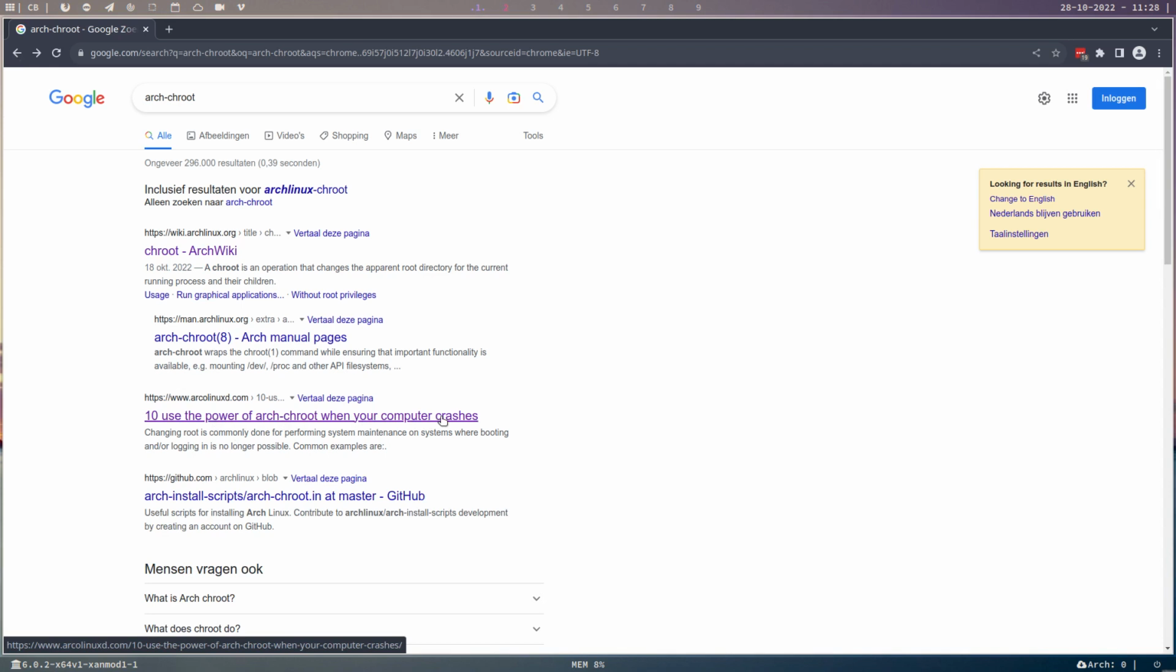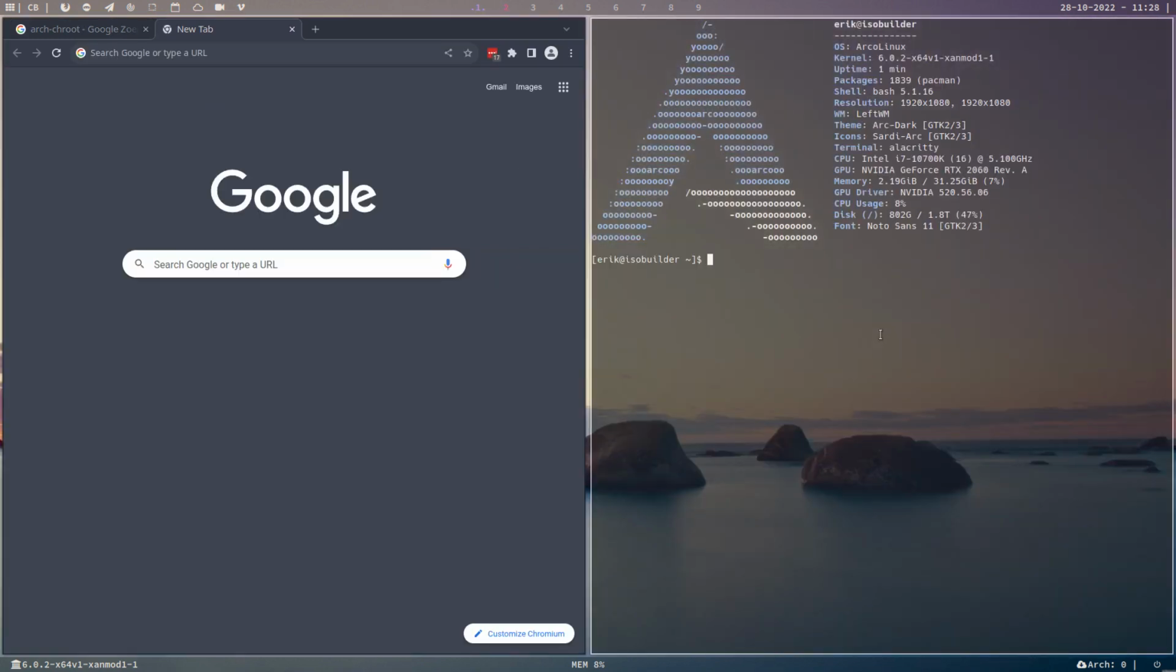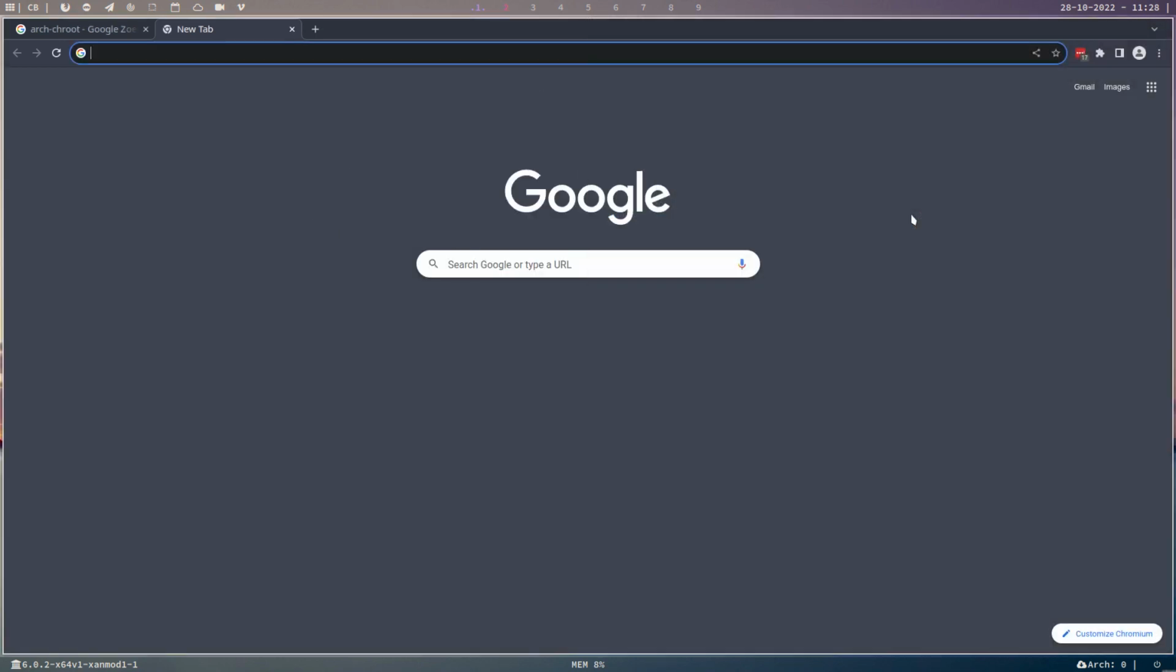Yeah, it happened on my machine. And we are, right, on the ISO builder. This is the ISO builder. So it's fixable. What happened?